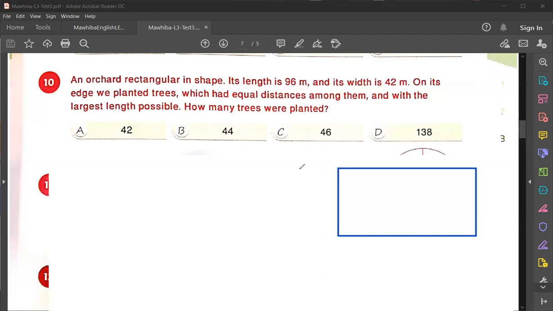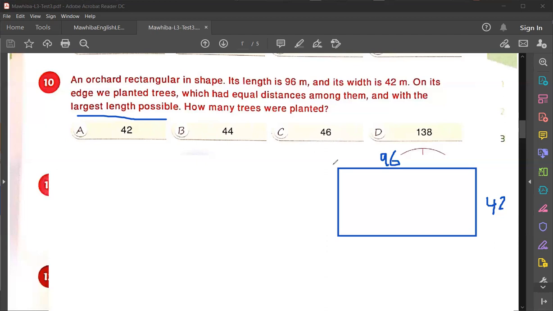Like a rectangle, right? I have 96, I write it here, 96. And its width is what? 42, right? Which has equal distance among the trees, and with the largest length possible. We have the largest length possible. How many trees were planted?